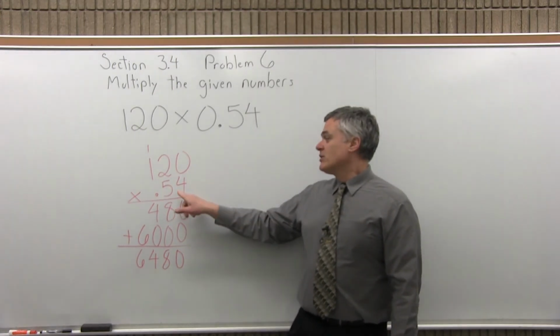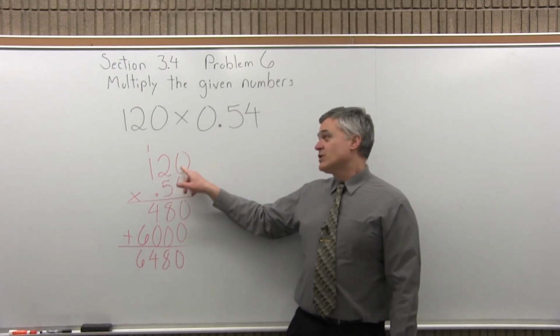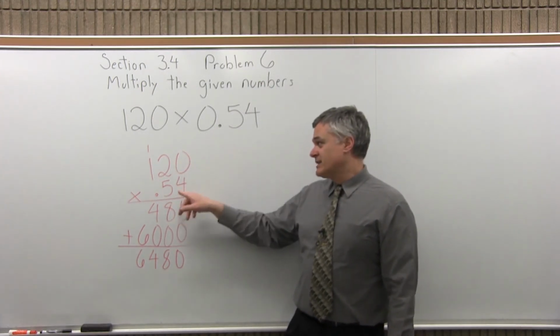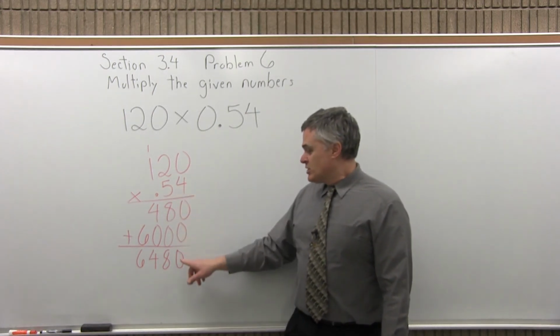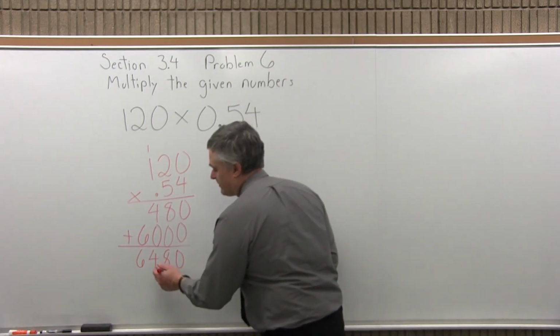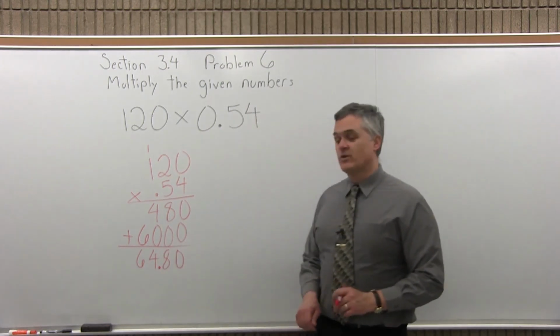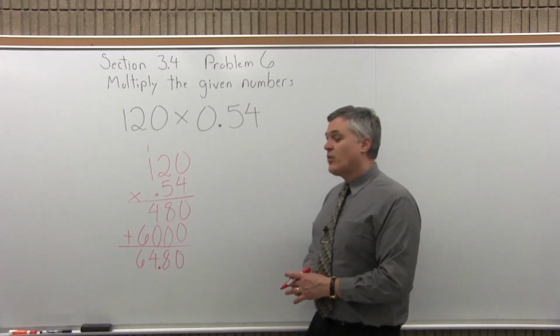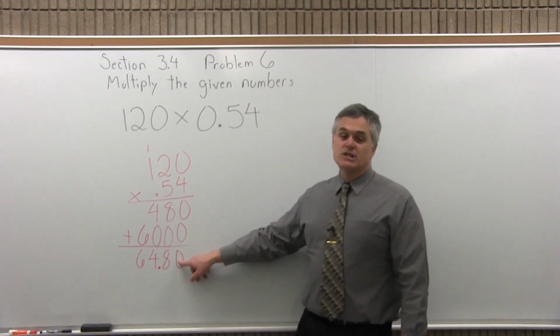So now go back to the question, count the total number of digits after the decimal in your question. So 120 didn't have any place after the decimal. The 0.54, though, I have 2 places altogether after the decimal. So go to my answer and put 2 places after the decimal. So 2 places after the decimal would be positioned between the 4 and the 8. And I get 64.80.